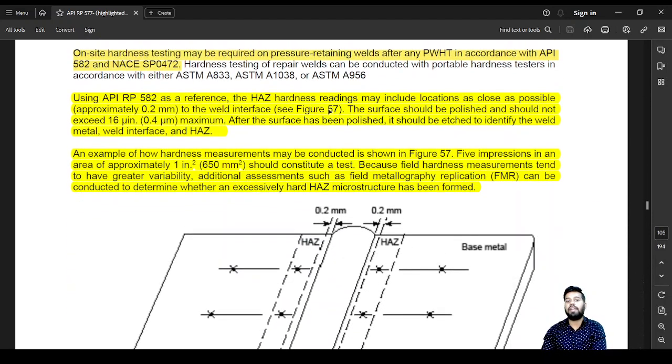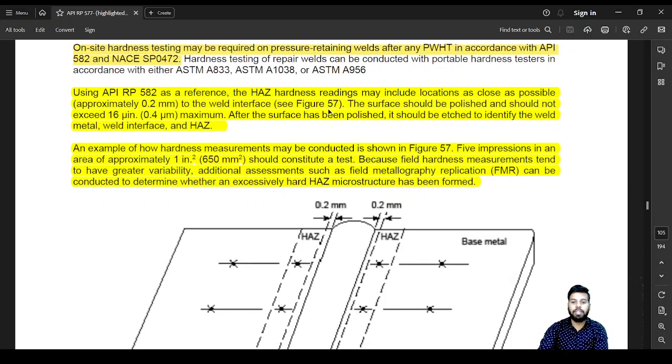On-site hardness testing may be required on pressure retaining welds after post-weld heat treatment in accordance with API 582 and NACE SP 0472. Using API RP 582 as a reference, the heat affected zone hardness reading may include a location as close as possible, approximately 0.2 mm from the weld interface. The surface should be polished and the roughness should not exceed 0.4 micrometer maximum. After the surface has been polished, it should be etched to identify the weld metal, weld interface and the heat affected zone.